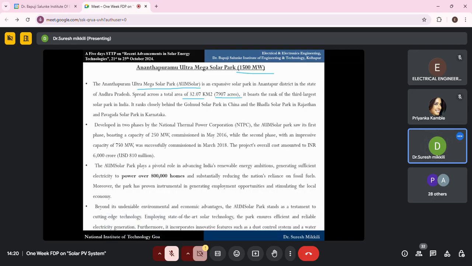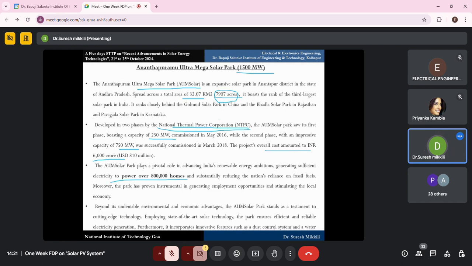Okay, and it is in two phases. It is also developed in combination with NTPC only. So first they planned 250 megawatts, then after that 750 megawatts. Okay, together 1000 megawatts, after that 500 megawatts they have added. So now the overall cost for this is 6,000 crores, and it can give power to 8 lakh houses.